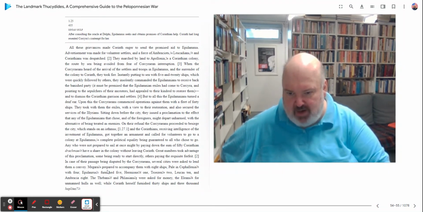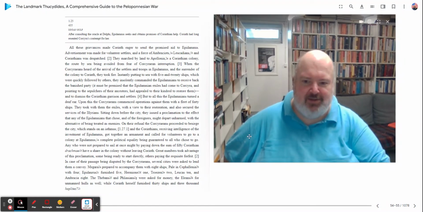Megara prepared to accompany them with 8 ships, Pale and Cephallenia with 4, Epidaurus furnished 5, Hermione 1, Troezen 2, Leucas 10, Ambracia 8. The Thebans and the Phliasians were asked for money, the Eleans for unmanned hulls as well, and Corinth herself furnished 30 ships and 3,000 hoplites.